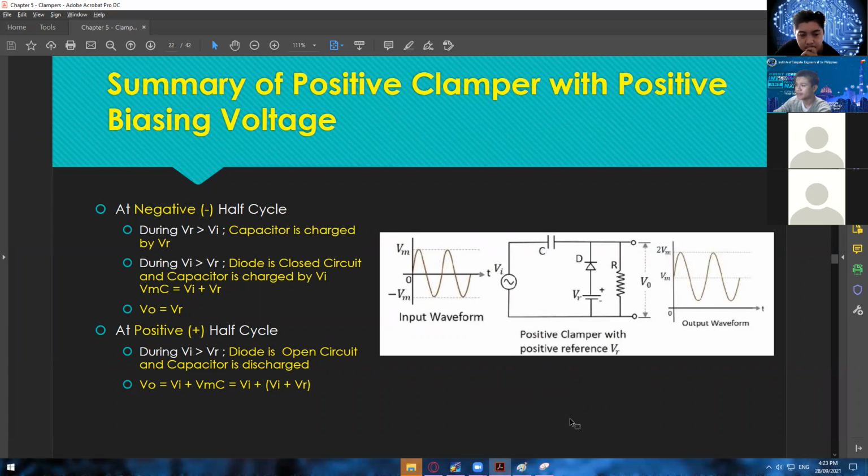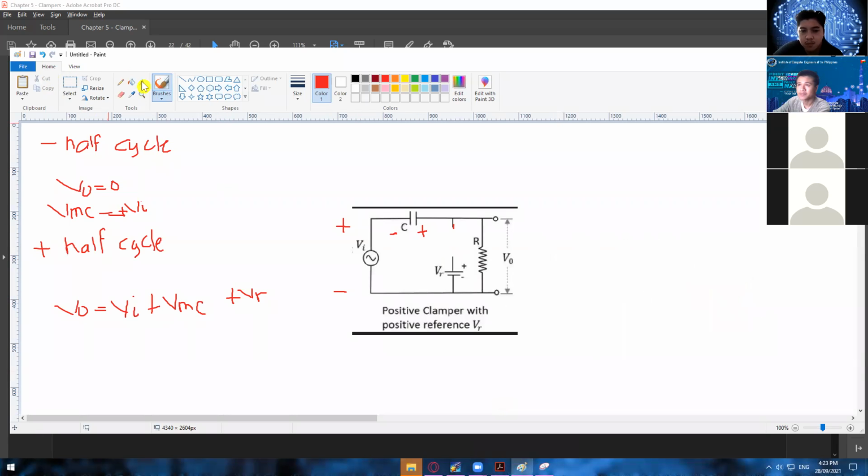One more thing: why this VR was added to our voltage output during the positive half cycle is because, just check the polarity. We have positive, and then positive right here, and then positive. So all of them have the same output. So the polarity of this one will be something like this. All of them, or this VI plus VMC, will meet right here, and then this VR will meet right here, positive sign in. So that is why you have to add this VR right here.